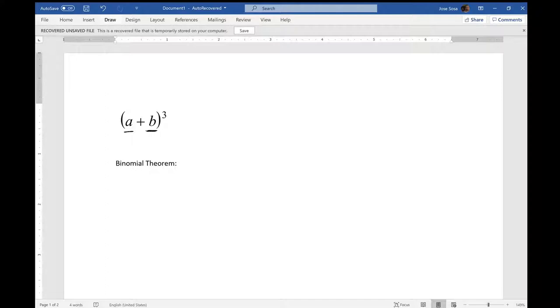And in general, we can use the binomial theorem, and it's just a tool. We don't have to really understand where it comes from, at least for the purposes of this class. We can learn to use it. It's just a tool to help us expand binomials, and we can use this formula here, and I'll explain what it means in a second.